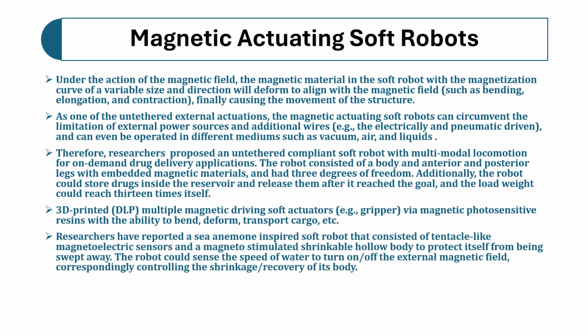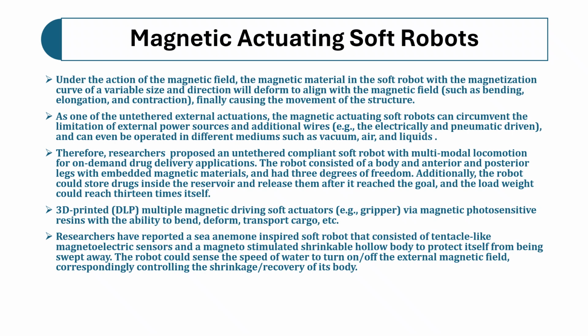Next, researchers have also reported a sea anemone inspired soft robot, and the soft robot consists of tentacle-like magneto-electric sensors. And we can see the magneto-stimulated shrinkable hollow body, which can be protected, and the robot can be protected from being swept away. Clear? So the robot can sense the speed of water.